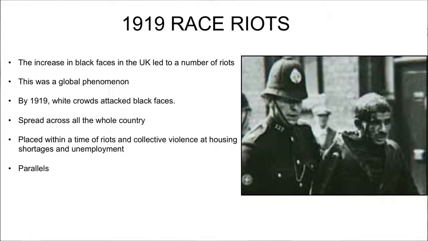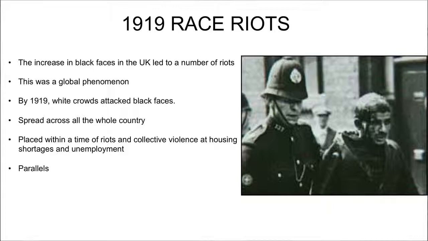And it was a global thing. In 1919 there were race riots, and there were also the Chicago 1919 race riots too. They spread all across the country, from London up the north, they were everywhere. And this is an image of the 1919 race riots. And we can kind of see parallels at the moment with what we see with the EDL, what we see with UKIP. Their rhetoric against immigration is very similar to the rhetoric used in these 1919 race riots.